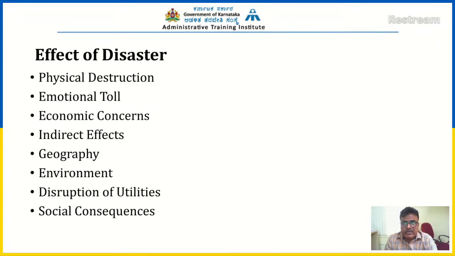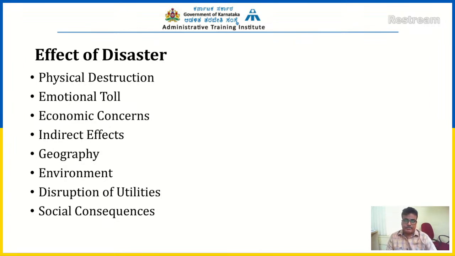Many earthquakes have led to division of the lands. So many things have happened geographically and environmentally: disruption of utilities, basically sanitation, drains, roads, water supplies, telecommunication, etc. Most of the utilities will get affected during any disaster. And social consequences, as I just mentioned, many people will get affected by the disaster, and their social fabric, their social community life will get affected all of a sudden. So these are some of the effects, or impact, of disasters.